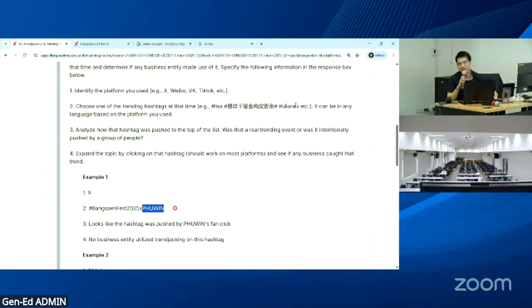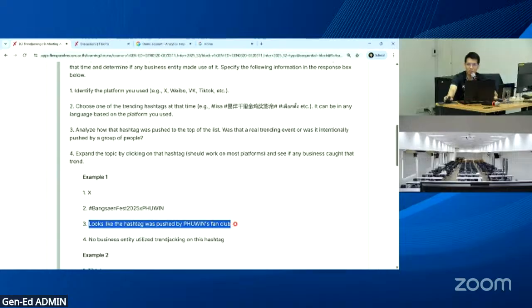It's a very rare case that suddenly 100,000 people post that hashtag at the same time. It looks to me like it was intentionally pushed, intentionally crafted and notified by a group leader, and everyone followed. Suddenly 100,000 of Puvin's fans post that hashtag at the same time and push that hashtag to the top. For me, it looks like that, but in reality, I don't know. Just specify your idea. For me, it looks like the hashtag was pushed by the fan club.